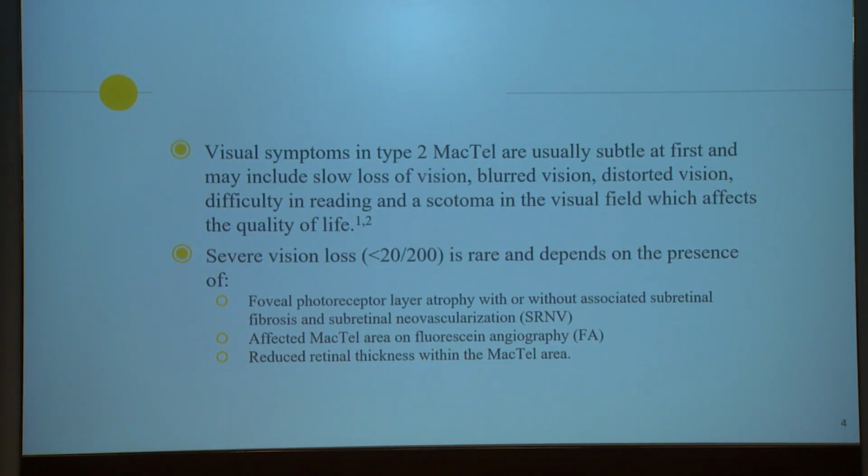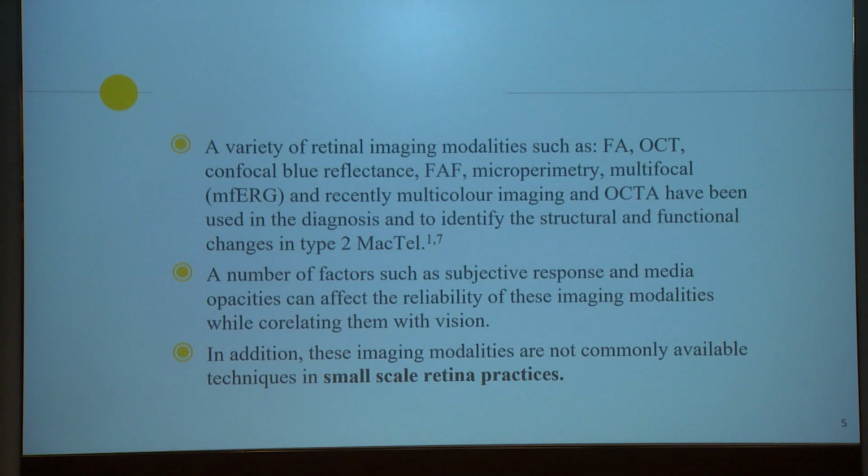Severe vision loss is rare and depends on the presence of foveal photoreceptor layer atrophy, with or without SRNVM, affected MacTel on the fluorescein angiography, and reduced retinal thickness within the MacTel area. A variety of retinal imaging modalities such as FA, OCT, confocal blue reflectance, FAF, microperimetry, multifocal ERG, and recently multicolor imaging and OCTA have been used for diagnosis and identification of the stages.